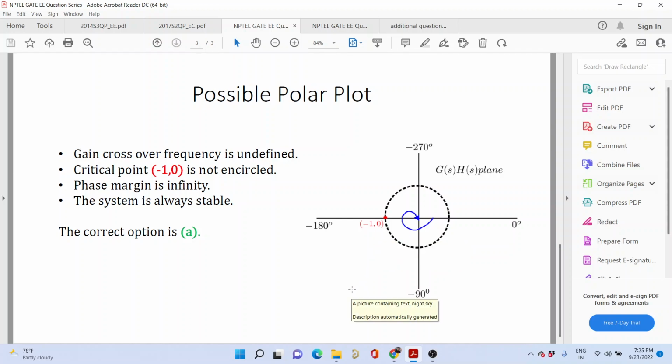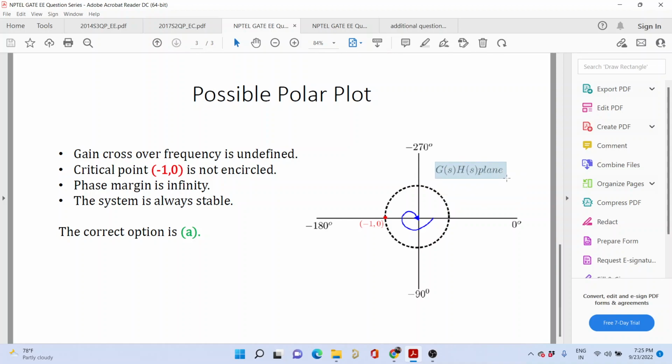We check encirclement of the -1, 0 point, or the graph of 1 plus GSHS. So if you are considering the 1 plus GS into HS plane, then you have to consider the encirclement of the origin.